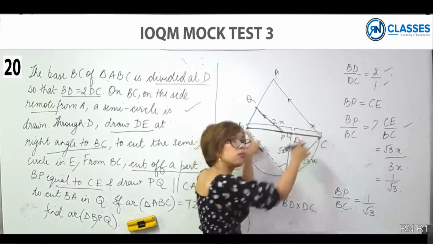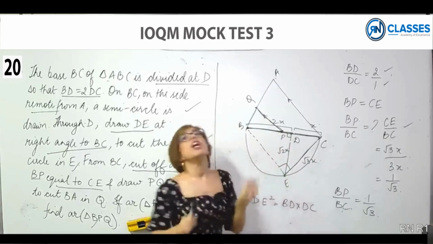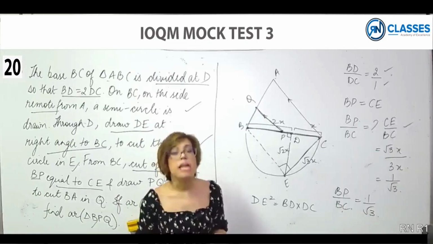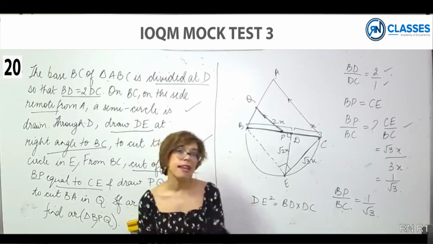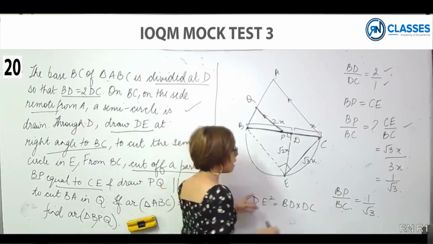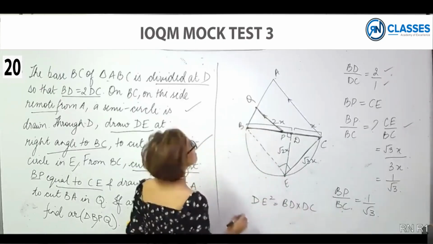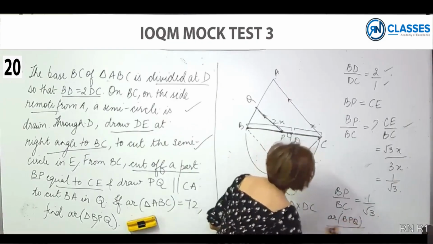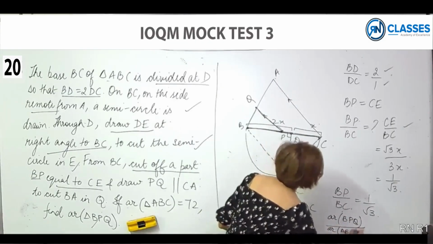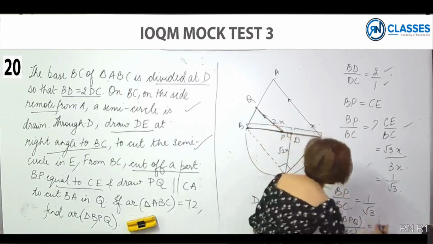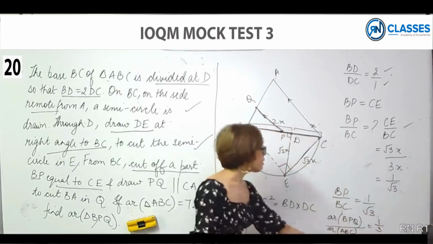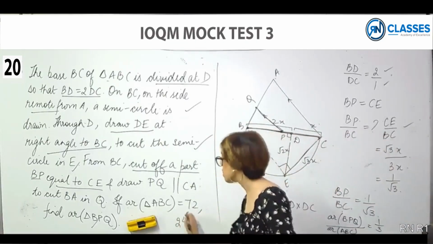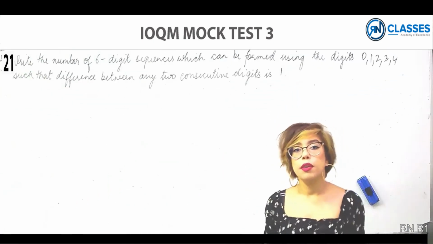Right? BP by BC. Now, since I know the ratio of corresponding sides, can I find the ratio of the areas of similar triangles? Even if we do not know, within 10 seconds I can derive it. The ratio of the area would be nothing but, I am writing it here, area of BPQ whole divided by area of ABC would be nothing but 1 by root 3 whole square, which is 1 by 3. Now, if this is given to be 72, this will turn out to be 24, which is the answer. Alright, on to the next one.